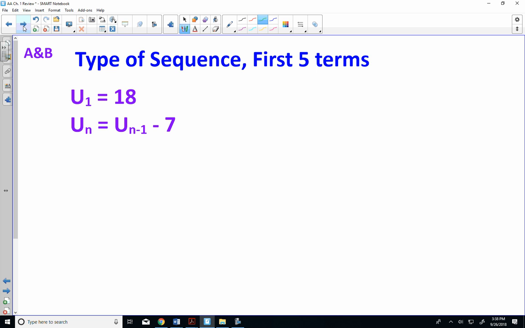Next one, type of sequence and the first 5 terms. Starting at 18, u sub n equals u sub n minus 1 minus 7. So this one is an arithmetic sequence with the first term being 18.